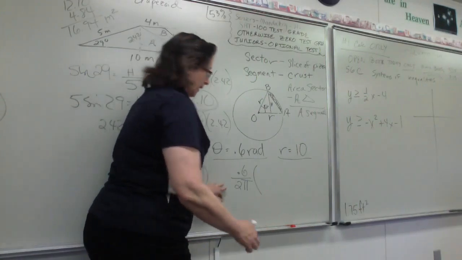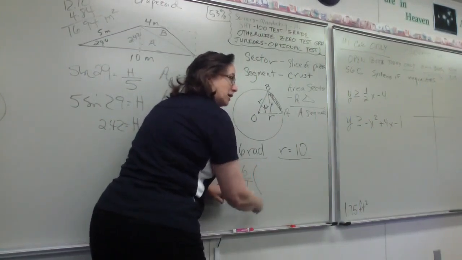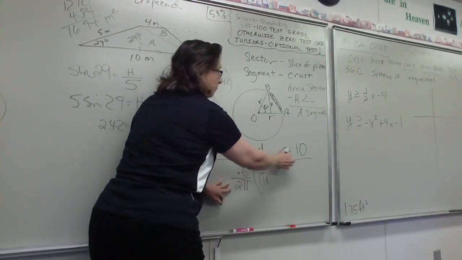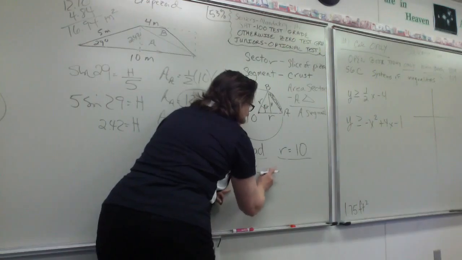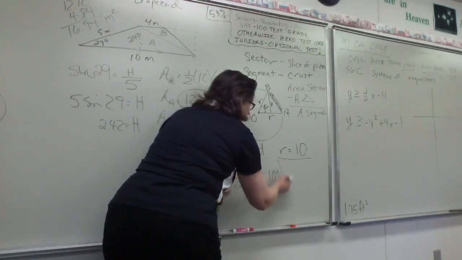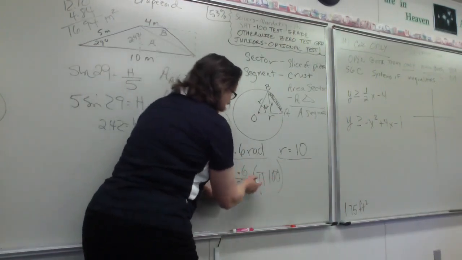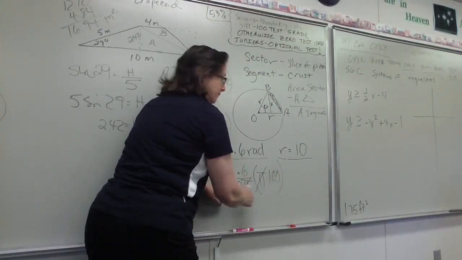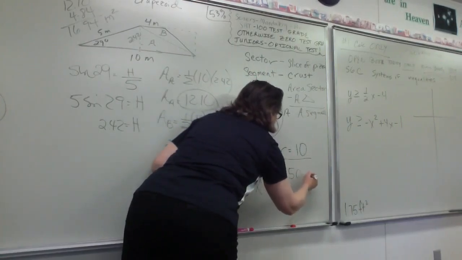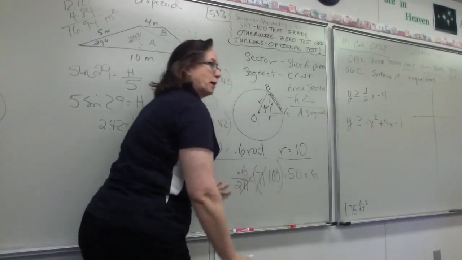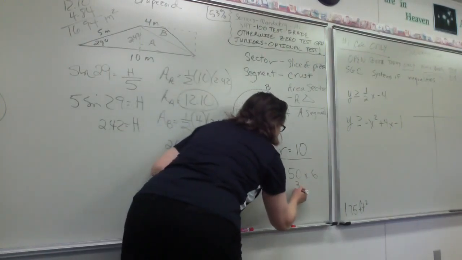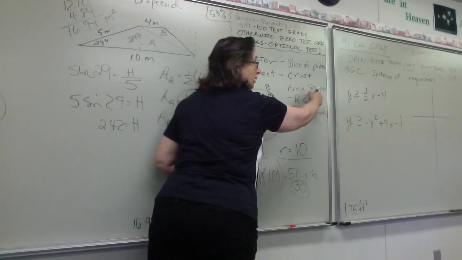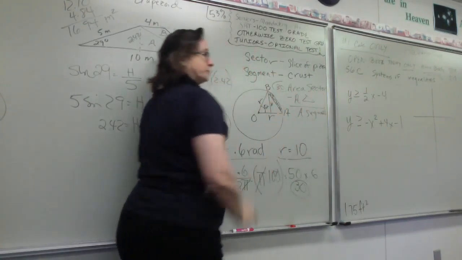Pi r squared. So times this fraction times pi r squared. But what's r? In our problem, 10. So what's r squared? 100. So this right here, my pi's are going to cancel. I've got a 50 here. 50 times 0.6. What's 50 times 0.6? 5 times 6 is 30. So I can say the area of the sector in this problem is 30.